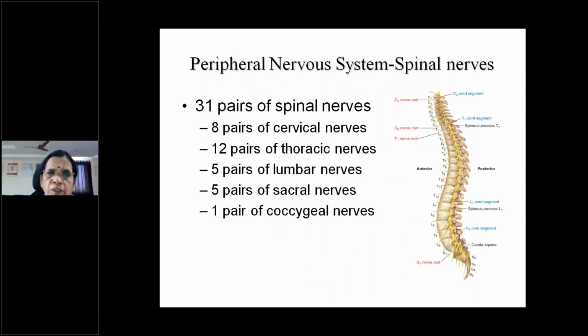And regarding the spinal nerves, there are 31 pairs: 8 pairs of cervical nerves, C8 up to that, 12 pairs of thoracic nerves, 5 pairs of lumbar nerves, 5 pairs of sacral nerves, and 1 pair of coccygeal nerve. So these are very important to localize exactly where the lesion is. If you know the segment value, you can make out the site of the lesion.